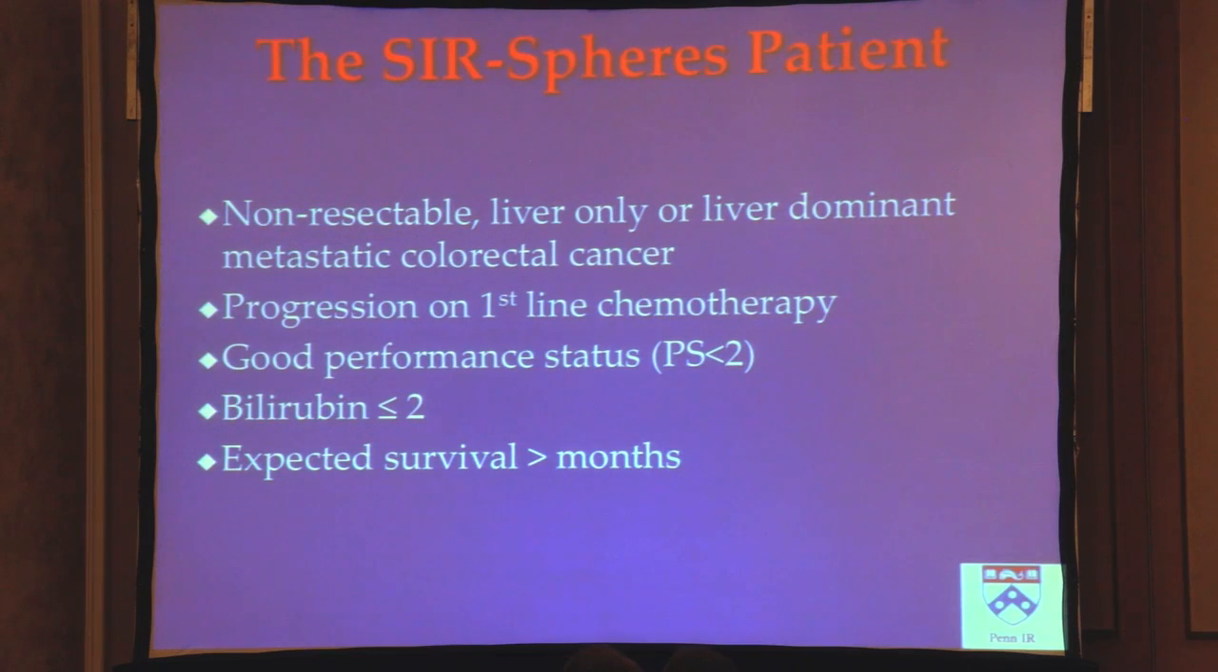So what is the typical SIR-Spheres patient, the radioembolization patient? Well, we're really looking at patients who are non-resectable or who have liver-dominant disease.